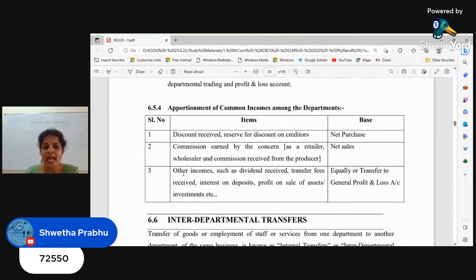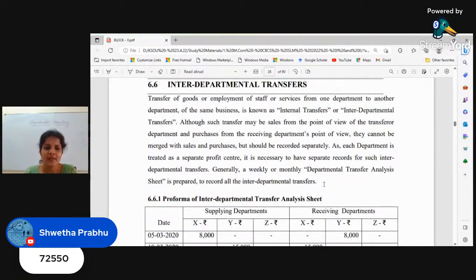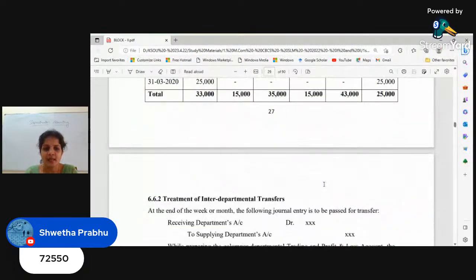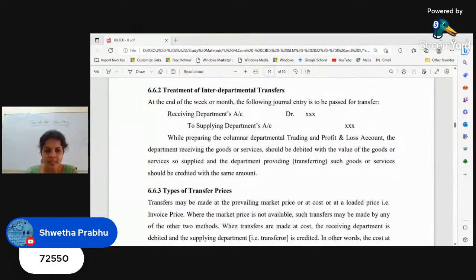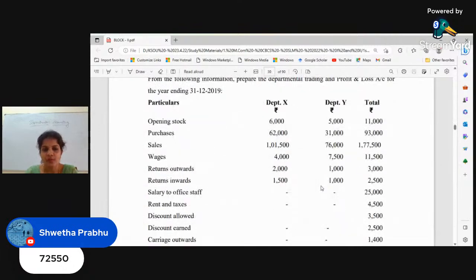Correct. Next, any other income such as dividend received, transfer fees, or interest on deposit, etc., can be divided equally or can be transferred to the general profit and loss account. Understood? This is how we can apportion it. Or sometimes in the problem itself they mention the basis of apportionment. In that situation we can account for how the amount of expenditure can be recorded.